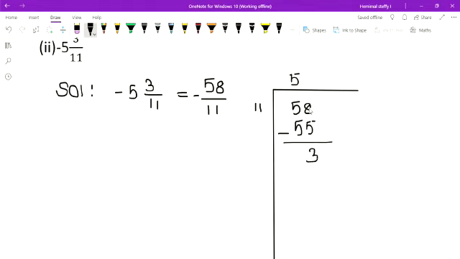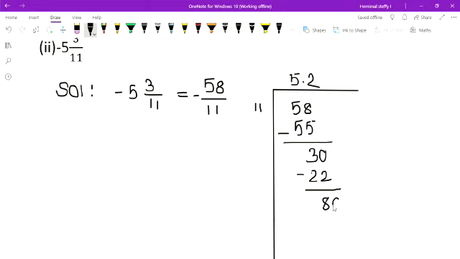And put the point, because I cannot divide 3 by 11. So I want to add 0. So I put the decimal point here, and 0. So 30. How many times does 11 go into 30? 2 times. 2 elevens are 22. So 30 minus 22 gets 8.